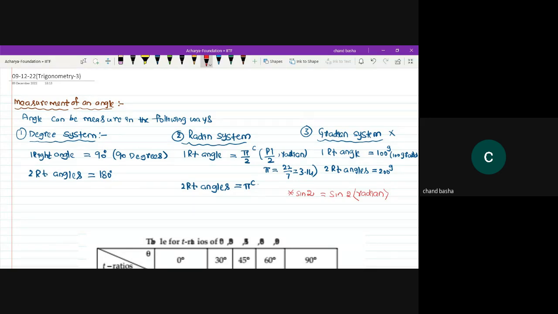You have to represent its unit when we are going to discuss the degree system, guys. So this is one important point to be noted. Just this is the point to be noted.